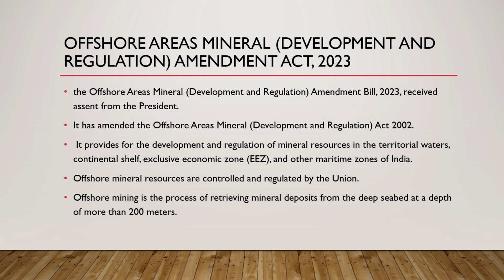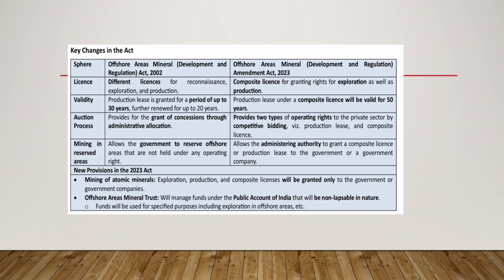Also, offshore mining is the process of retrieving mineral deposits from the deep seabed at a depth of more than 200 meters. Here we can share the actual act and the amendment about licensing: different licenses for reconnaissance, exploration and production. Here we have a composite license for granting rights for exploration as well as production. About validity, a production lease is granted for a period of up to 30 years, further renewed for up to 20 years. In 2023, we could see that a production lease under a composite license will be valid for 50 years.